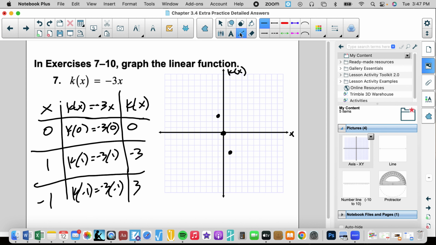Well, let's do this because we're good. Oh, landed it. I think they say stuck the landing. So that would be graphing the linear function.